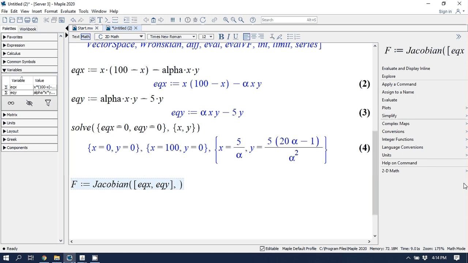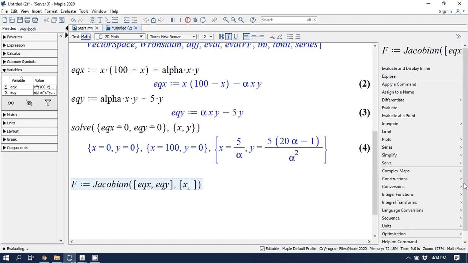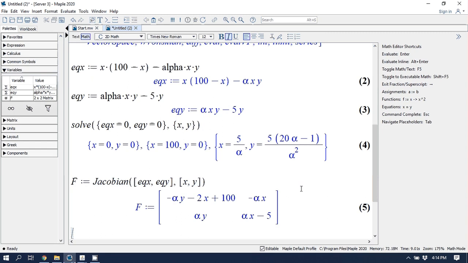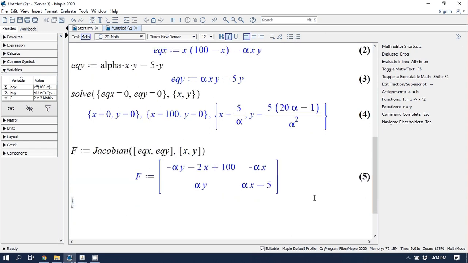And then, very importantly, pay attention here to the same order of the variables, right? So you have the Jacobian of these two equations with respect to x and y. So you do partial x first, partial y for the first equation, partial x, partial y for the second equation. So make sure you launch this command before you assign any values to x and y. So this is the Jacobian.